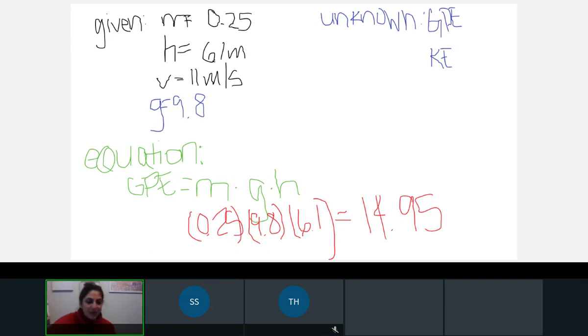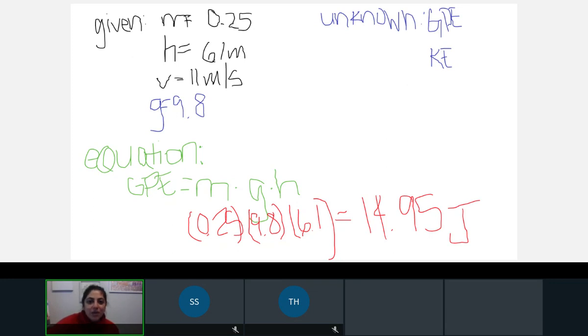You told me what the unit was before. Kilograms. Close. Joules. So remember the joules is the kilograms times that unit, right? So when you break it down, it's going to be in joules. Good. So that was for GPE.